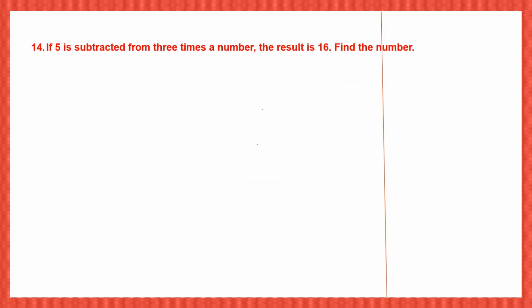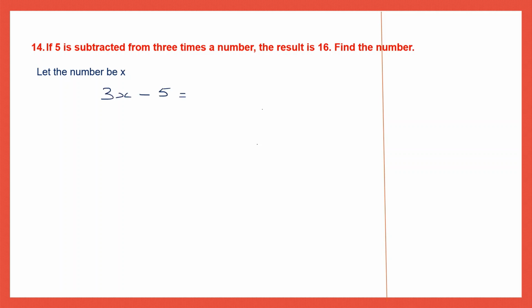Question 14. If 5 is subtracted from 3 times a number, the result is 16. We have to find this number. So we're going to consider this number to be x. And what does the statement say? If 5 is subtracted from 3 times this number. 3 times this number means 3 into that number, which is x, so 3x. That is 3x minus 5.